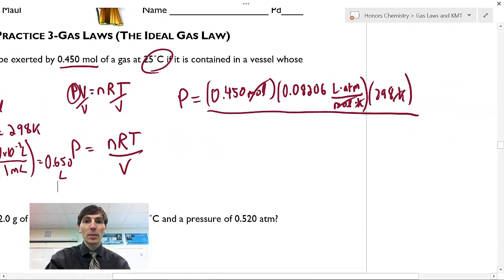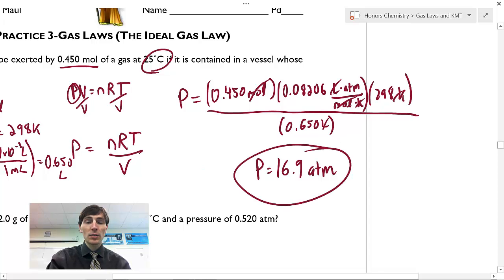And now I can plug in my unit, 0.650 liters. Liters now cancels from the top and the bottom, leaving me with atm as my final answer. When I plug all this in, my pressure is equal to 16.9 atmospheres. And there's my final answer for pressure.